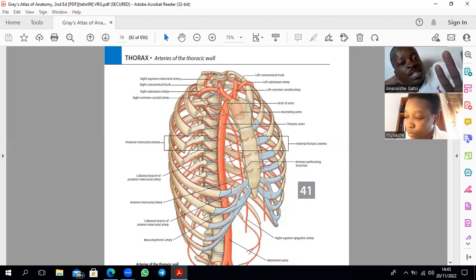In the thoracic region, we are using the intercostal arteries that I said are for the intercostal spaces. So these posterior intercostal arteries don't only supply intercostal spaces, but they reinforce the spinal arteries with blood.